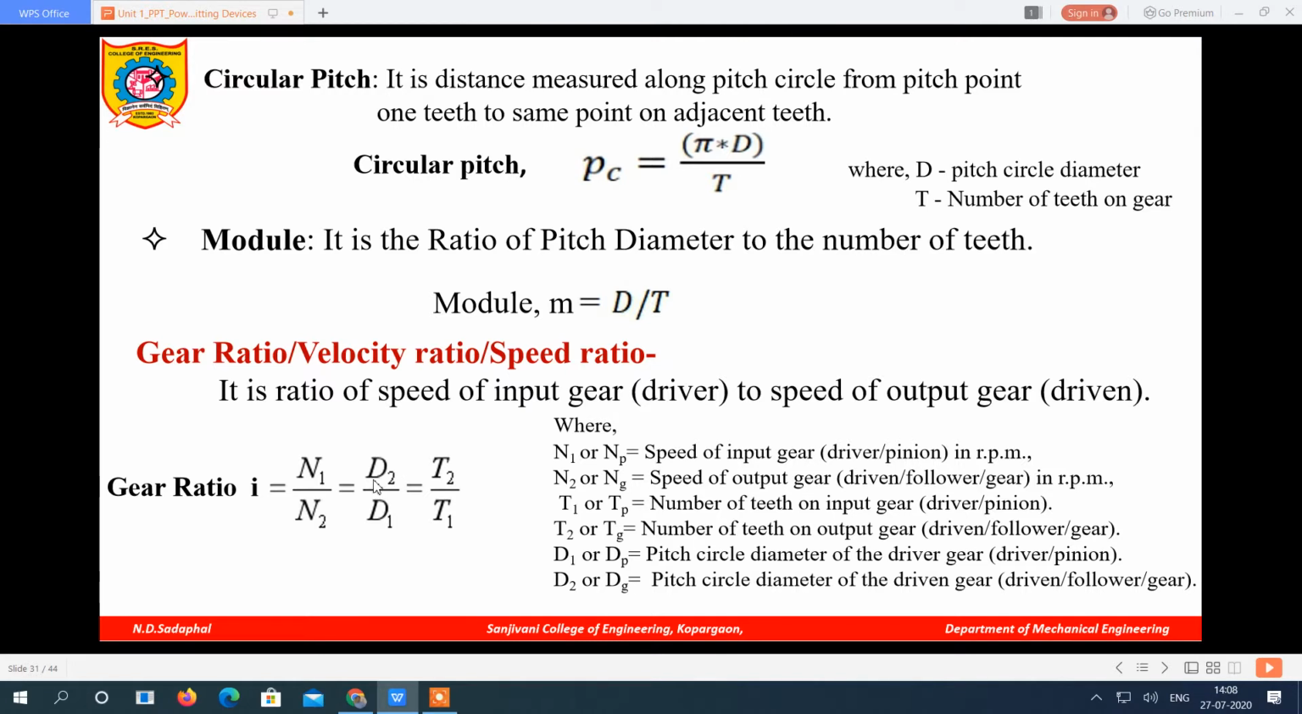Capital D is the pitch circle diameter of the output gear or driven gear to the pitch circle diameter of the input gear. It is also equal to T2 upon T1, the number of teeth on the output gear to the number of teeth on the input gear. So these three formulas are very important to solve numericals. We are going through one simple numerical. Let's see.